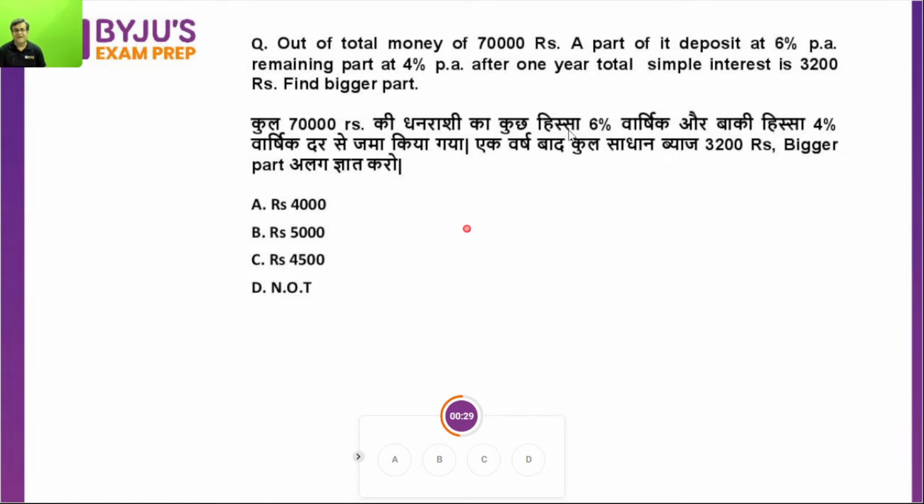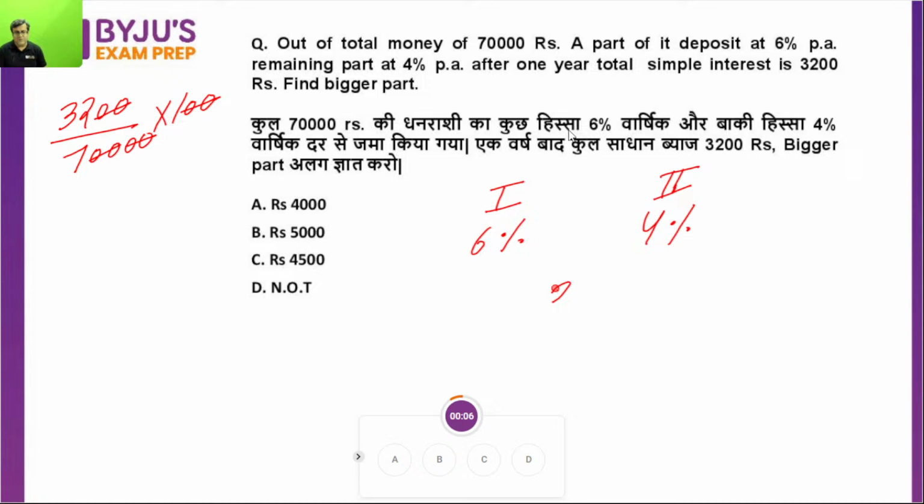B option is right, but nobody has given the right answer. They are asking the bigger part, right? So we can see the total interest is 3,200. Simple interest is 3,200 on 70,000 into 100, that is 32 by 7%. The first part is at 6%, the second part is at 4%. Overall it is 32 by 7%. The gap is 10 by 7. The gap is 4 by 7.